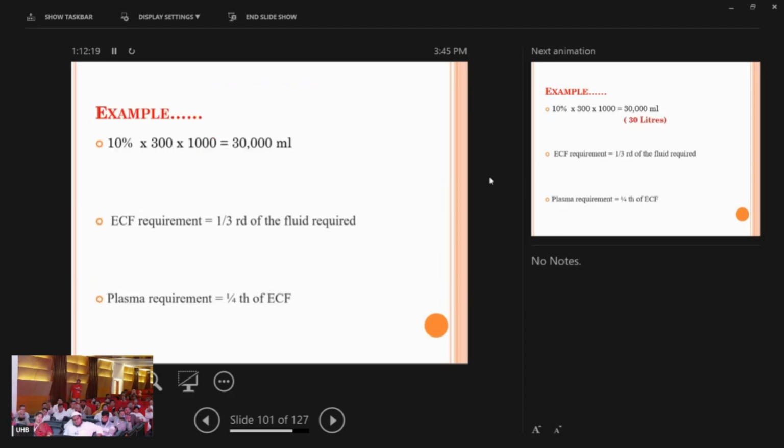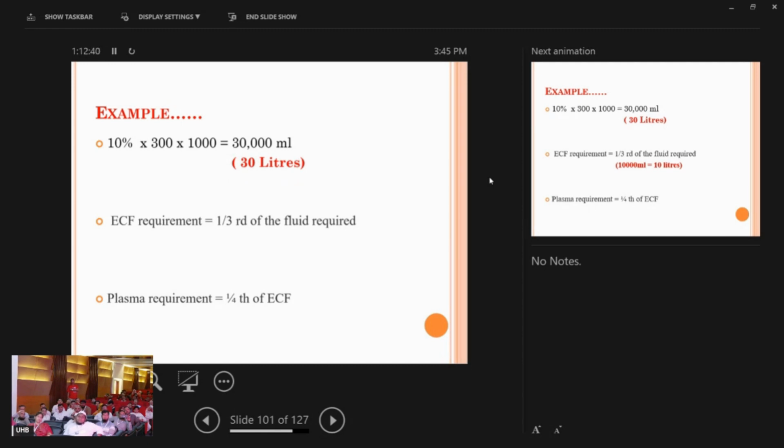For example, an animal has 10% dehydration and 300 kg body weight. You calculate, and it comes to around 30 liters. So can you give 30 liters to the animal? No, it's not practical. In equine they used to give that much, for polyps and all.